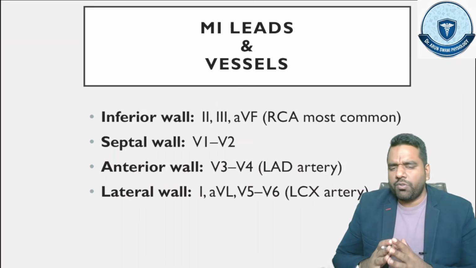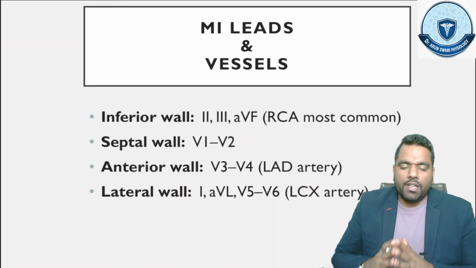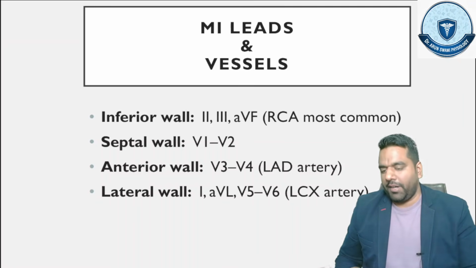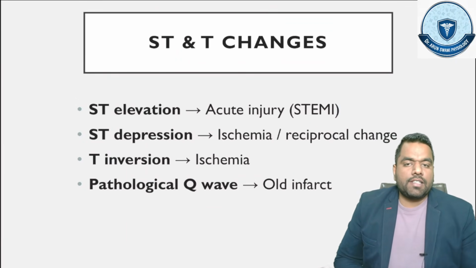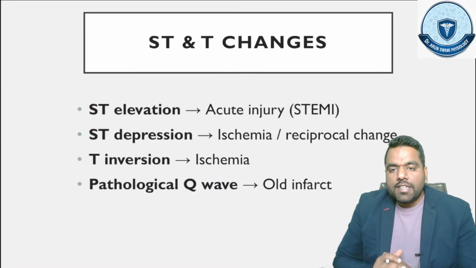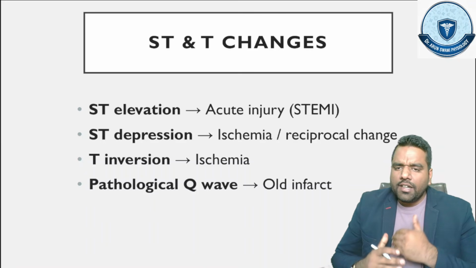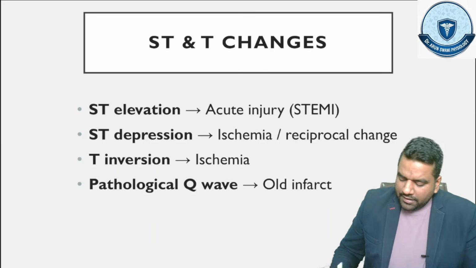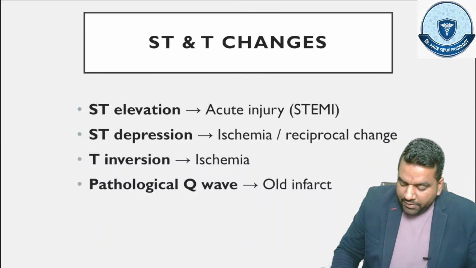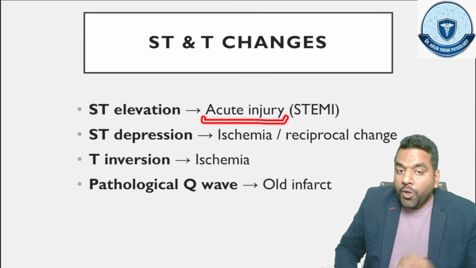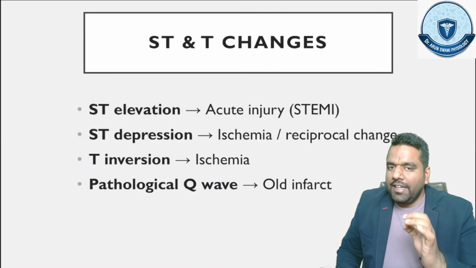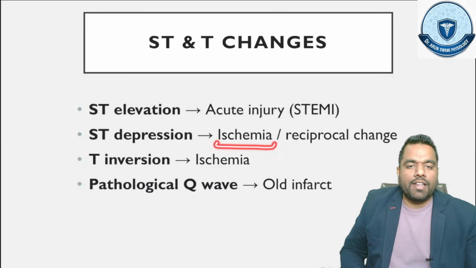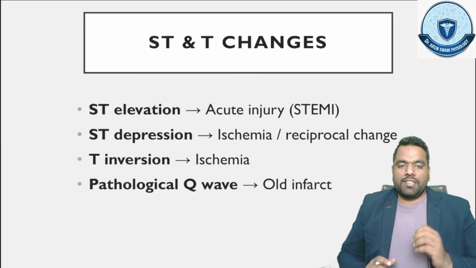So this is a most favorite area. The examiner may give you an ECG and ask which wall of MI it is. Okay, so always remember. The next is ST and T changes. Guys, ST elevation, ST depression, T inversion or T elevation, where could they be seen? Please pay attention. ST elevation is defined for acute injury, that is STEMI, ST elevation myocardial infarction. And ST depression is defined for ischemia or reciprocal changes.